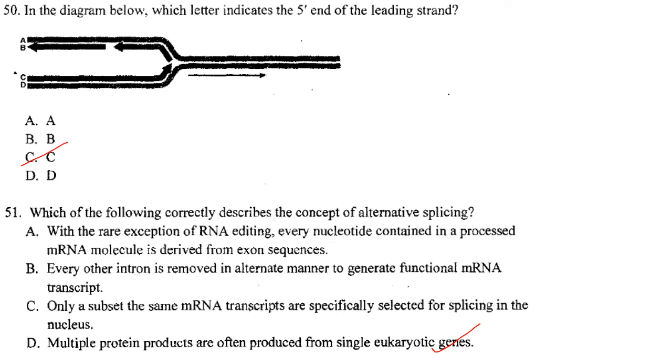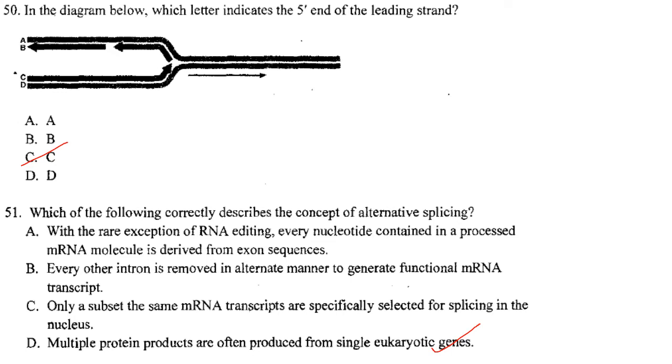Then in the diagram below, which letter indicates the 5' end of the leading strand? So it is the C that indicates the leading strand. The lagging strand is synthesized in fragments, whereas the leading strand is synthesized continuously. So the answer is option C.